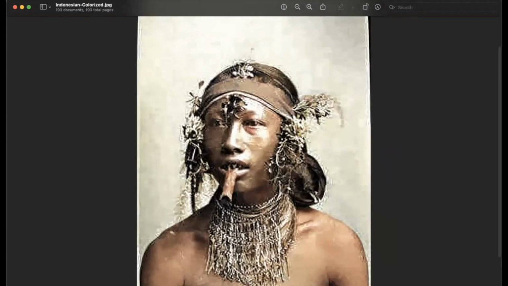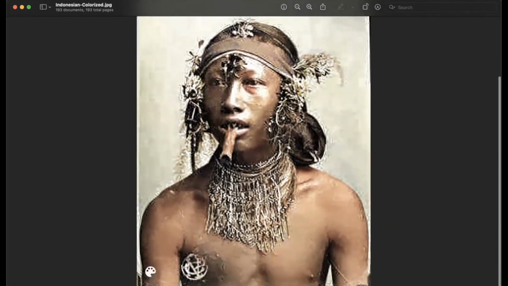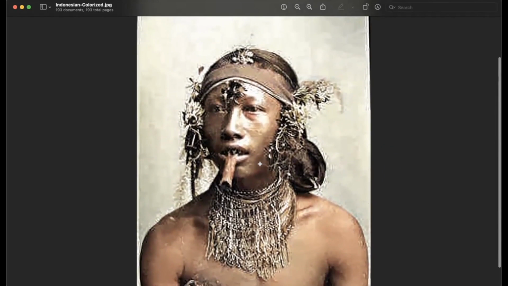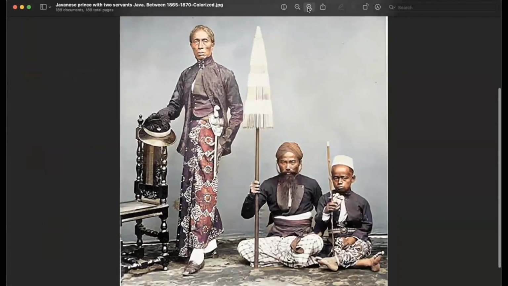Another man from Indonesia. Archipelago, remember, there's a lot of islands. You're going to find different phenotypes and different looks throughout the Indonesian archipelago. I'm not sure what he has in his mouth, but this is a picture I found, a colorized Indonesian man. Okay. Javanese people here. It says Javanese prince with 2 servants. This is in Java between 1865 and 1870.